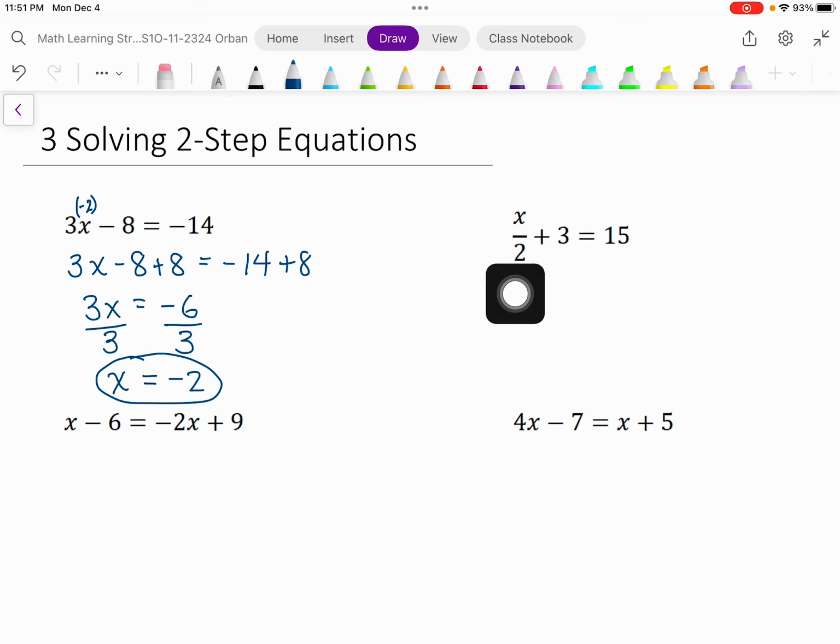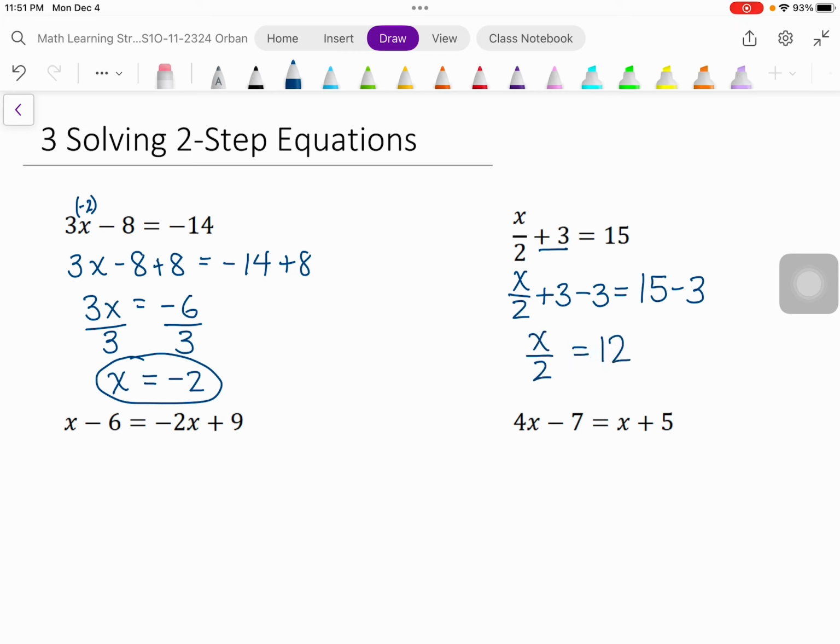Let's take a look at another question that has division and addition in it. So x divided by 2 plus 3 is equal to 15. So first I have to undo any addition or subtraction. So I have an addition of 3 here. So I'm going to do the opposite of that. So I have x over 2 plus 3. So the opposite of adding 3 is subtracting 3. I'm going to do that on both sides. That's going to leave me with x over 2 equals 12.